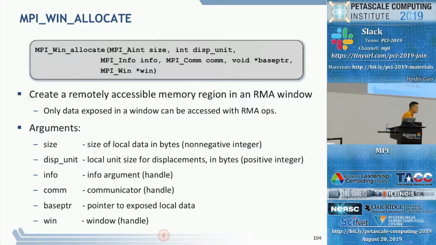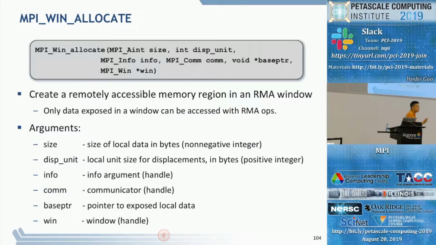Yes. The question is: does win allocate create an MPI window on each of the ranks in the communicator? The answer is yes. Win allocate is a collective call. If you do this on a communicator, it means every rank in that communicator has to call it. Although, as you can see here, the requirement on the size is non-negative, so one process can say, I don't want to contribute any memory. I can put 0 here.